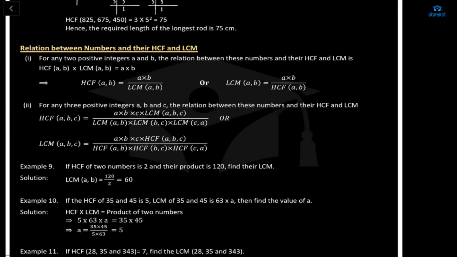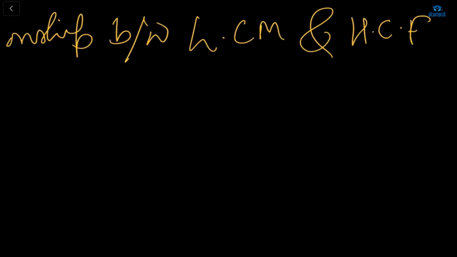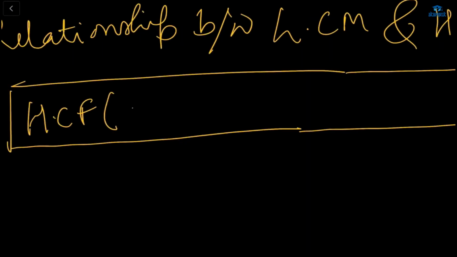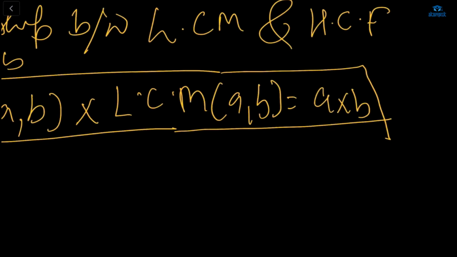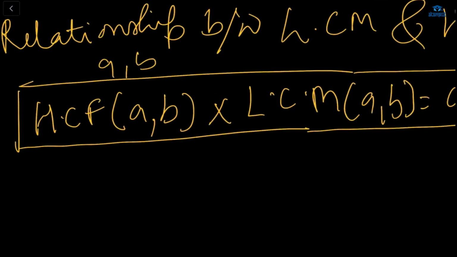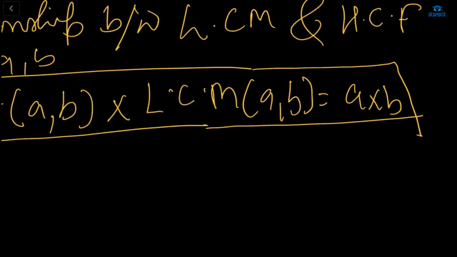Now there is a relationship between LCM and HCF. What is the relationship between HCF and LCM? The two numbers are A and B. The formula is: HCF of A and B multiplied by the LCM of A and B is equal to the product of the numbers A and B. So this is the relation between the HCF and LCM of two numbers.